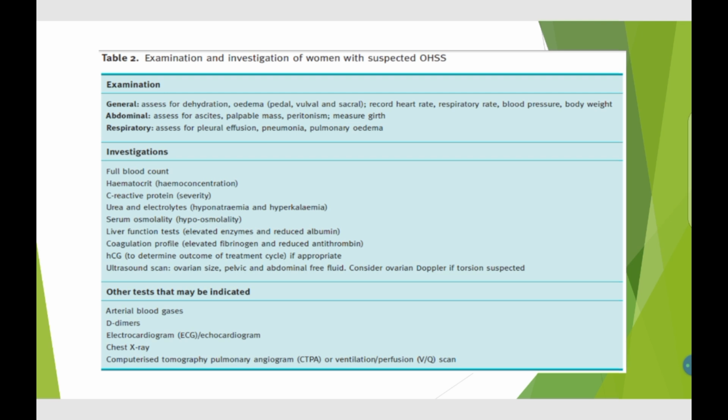And ultrasound will tell us about ovarian size, pelvic and abdominal fluid, etc. And if we are suspecting torsion of the ovary, in that particular case, Doppler is going to be important. And other tests, if they are indicated as per the differential diagnosis, like ABG, D-dimers, ECG, 2D echo, X-ray chest, CTPA, and V/Q, that is ventilation to perfusion ratio, we need to do.